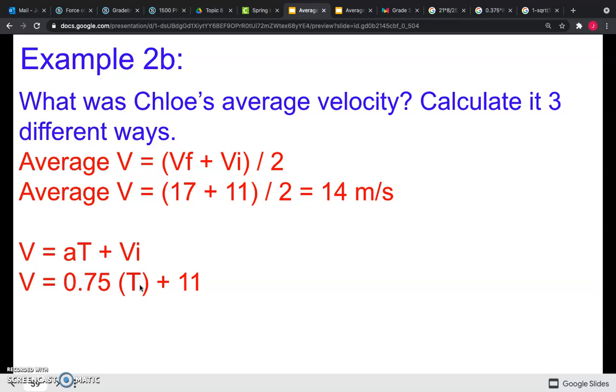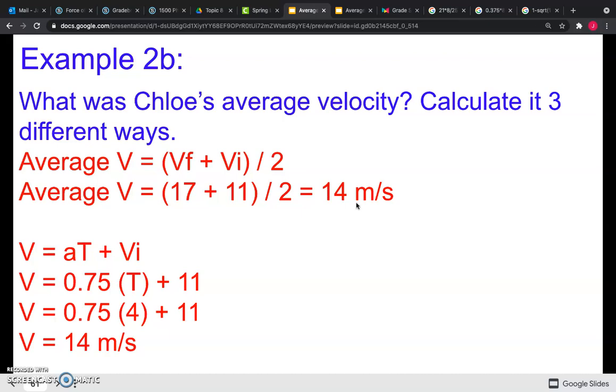So to get the average velocity, we're just going to find the velocity at the midpoint. So the midpoint between 0 and 8 is going to be 4 seconds. So we're going to put 4 seconds in for time. When we multiply that out, we should get a final velocity of 14 meters per second. Same one that we got up above.